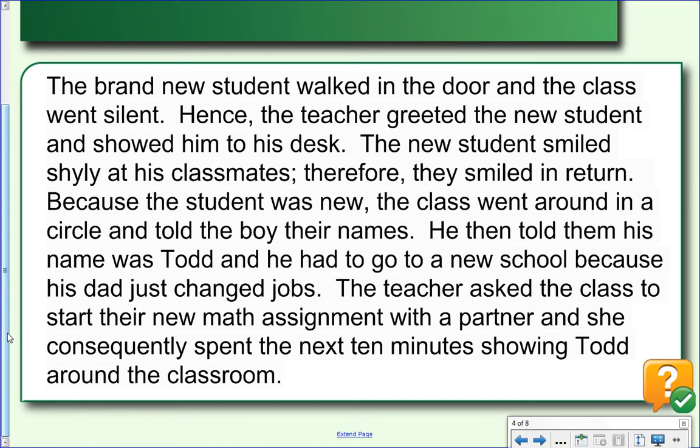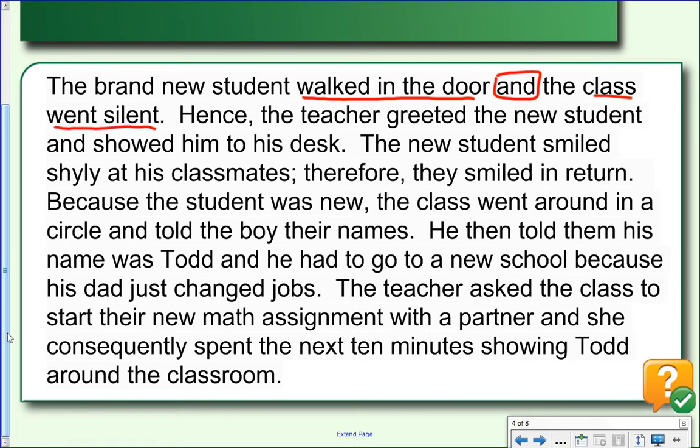Okay, the brand new student walked in the door and the class went silent. First thing that could tell me that this is a cause and effect would be this right here. And. Okay? That could kind of tell me that I'm dealing with cause and effect. So what would be my cause? Okay, the brand new student walked in the door and the class went silent. I would say walked in the door, right? The new student walked in the door, and then, therefore, the class went silent.